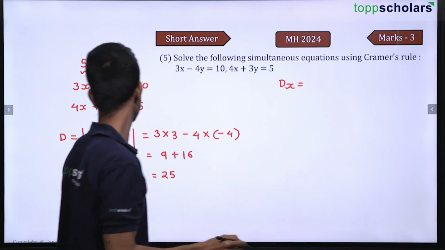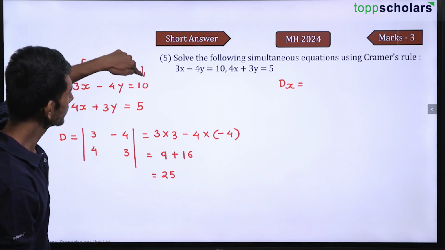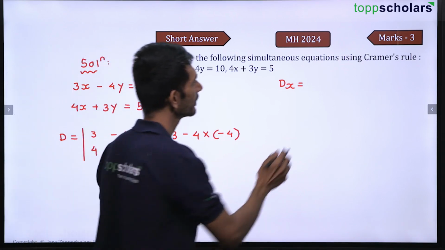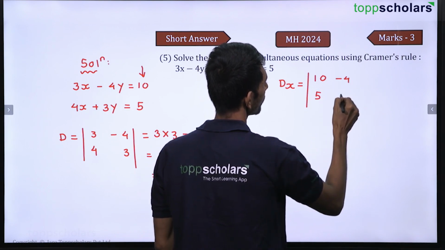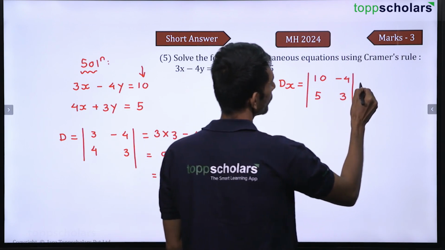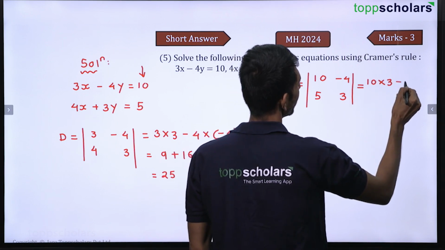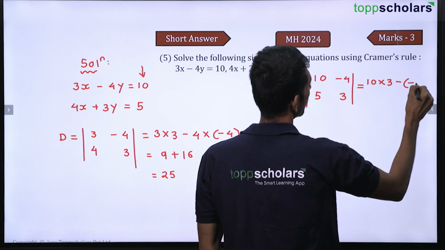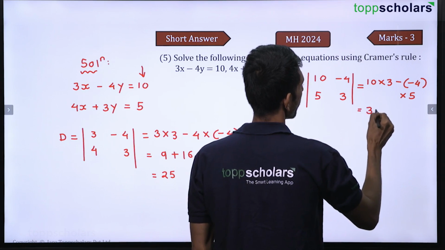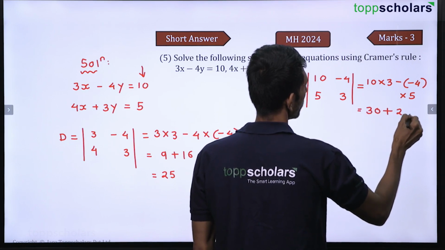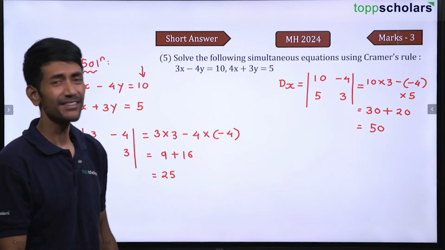To find dx, we don't take x, but we start from the constants. 10, 5, minus 4, 3. So write down 10, 5, minus 4, 3. So that gives you 10 into 3 minus 4 into 5. That is 30 plus 20. That is 50. That is your dx, right?